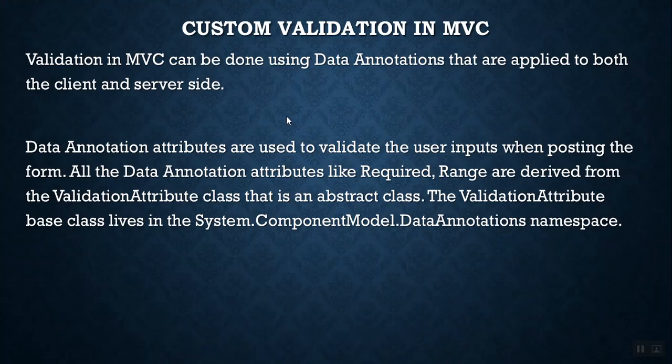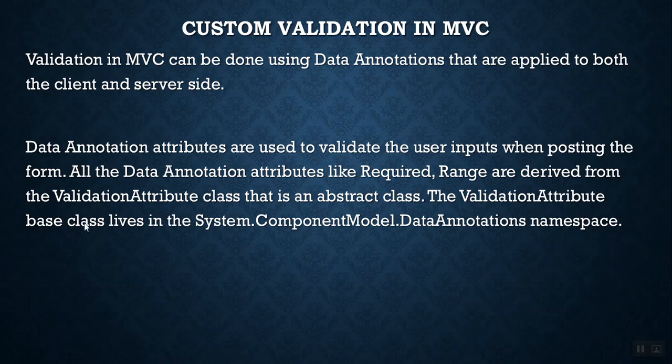You can see that custom validation in MVC can be done by using data annotations that are applied to both client and server side. On the client side you can use jQuery also. Data annotation attributes are used to validate the user input when posting the form. All the data annotation attributes like Required and Range derive from the ValidationAttribute class. That is an abstract class.